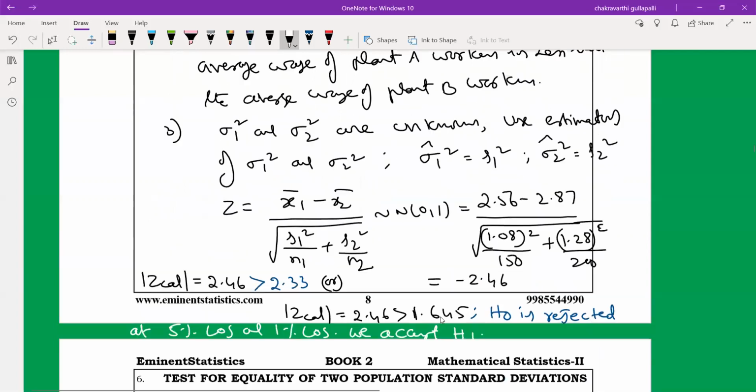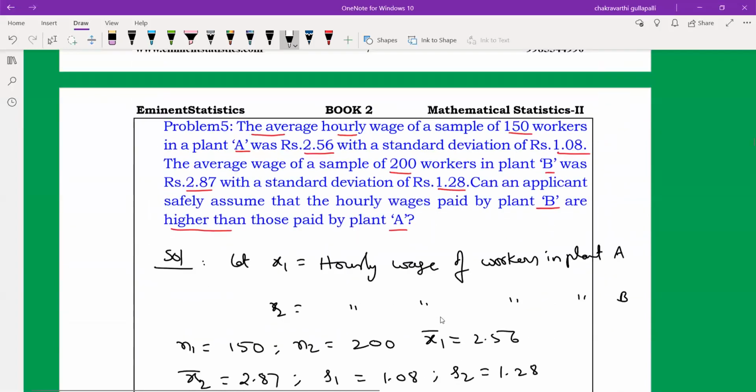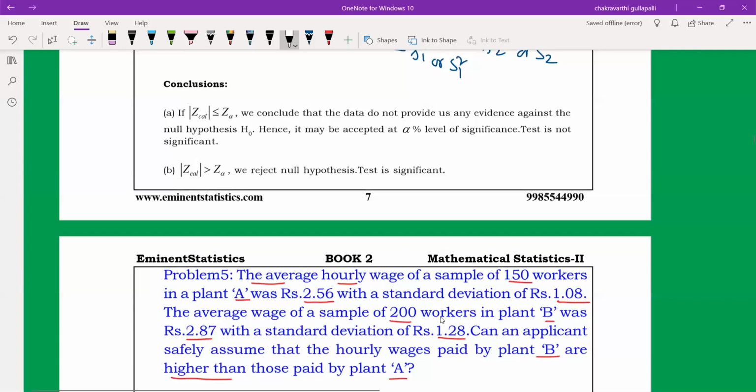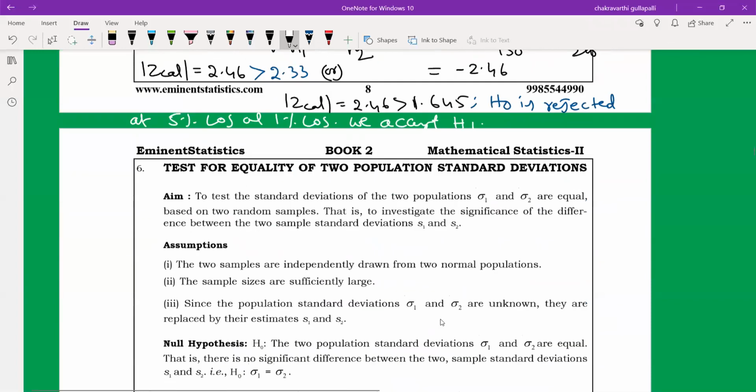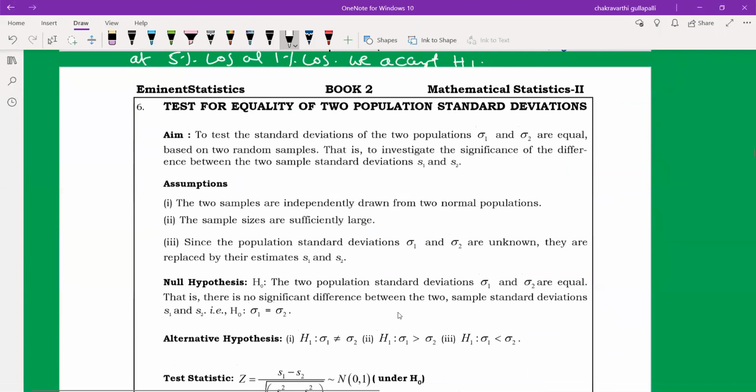So this is an example for understanding the test procedure. The test for equality of two population means is very important from the examination point of view. A direct question will be given in the examination. Next, test number 6.